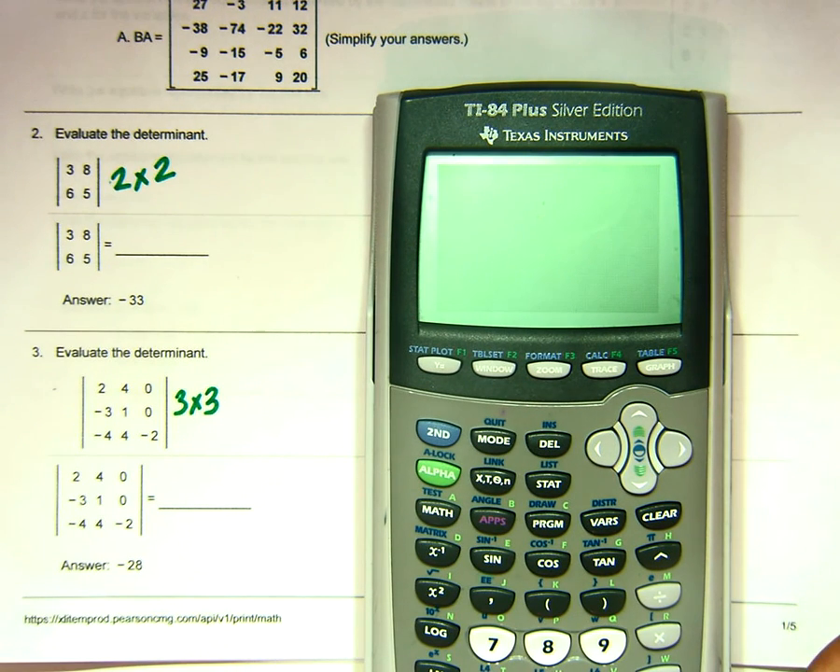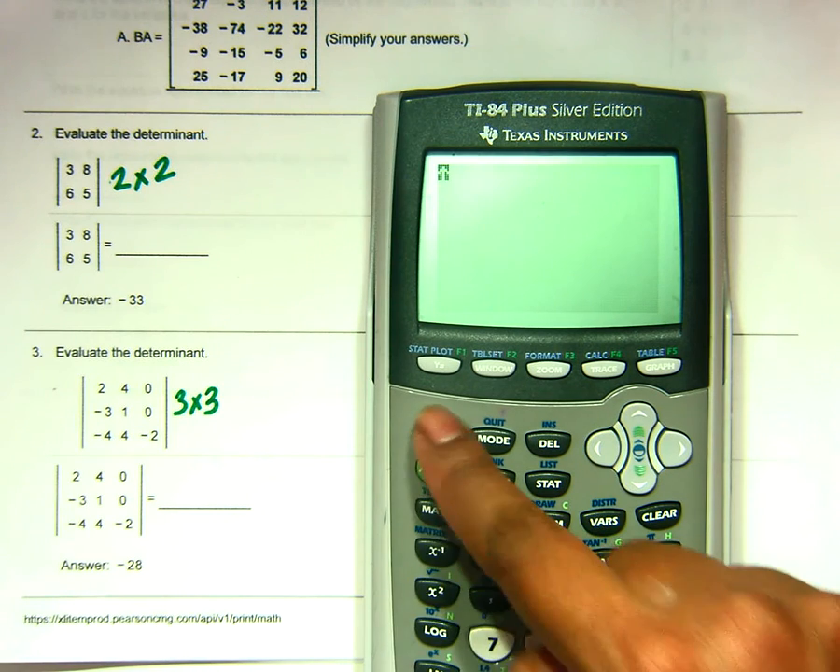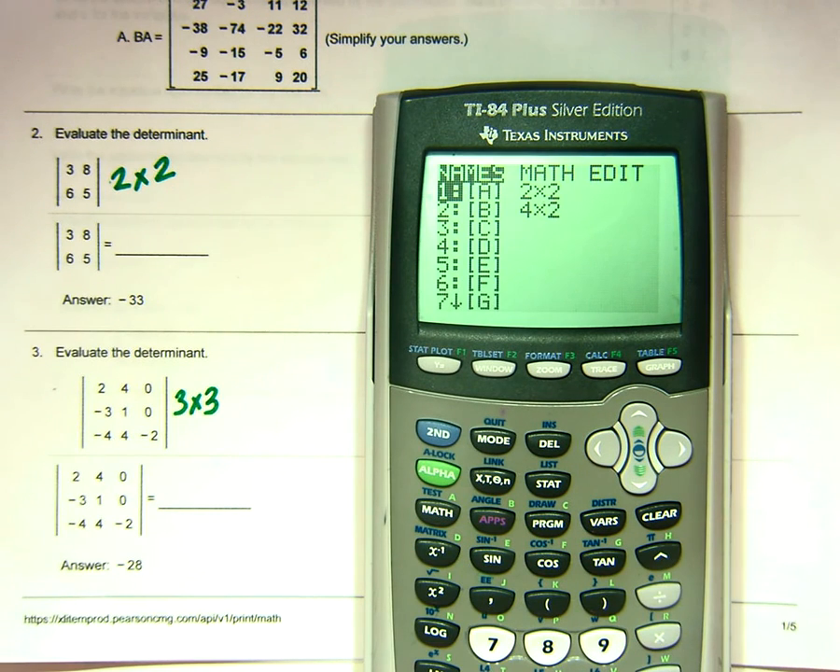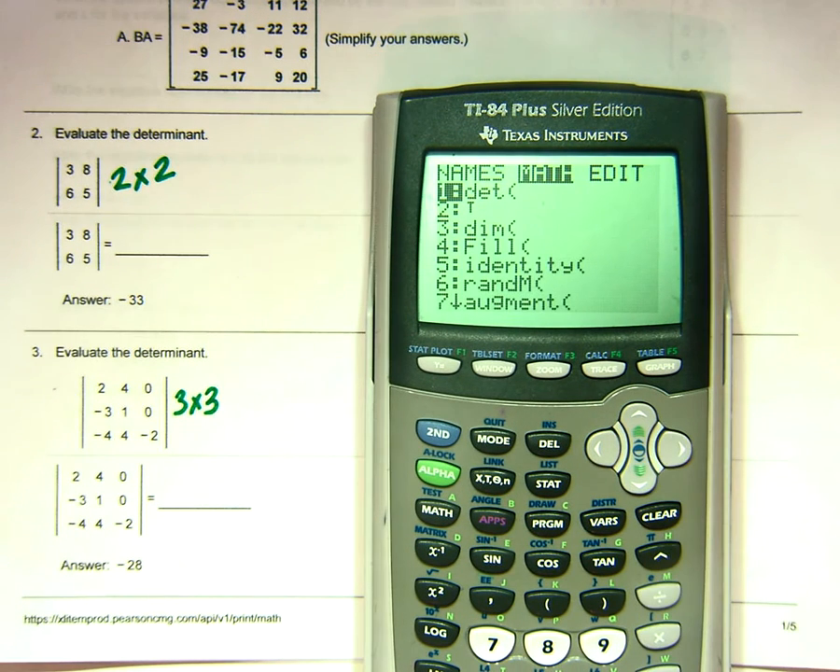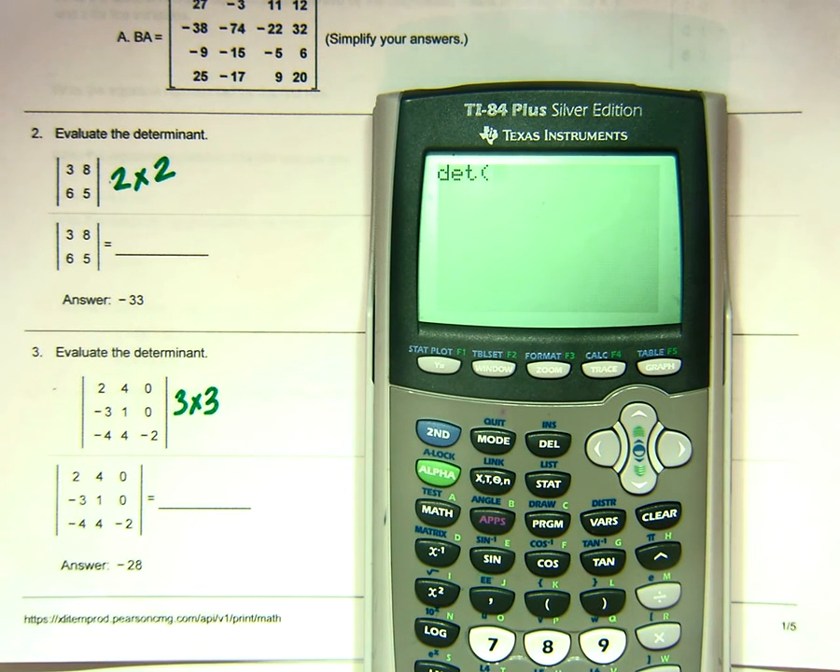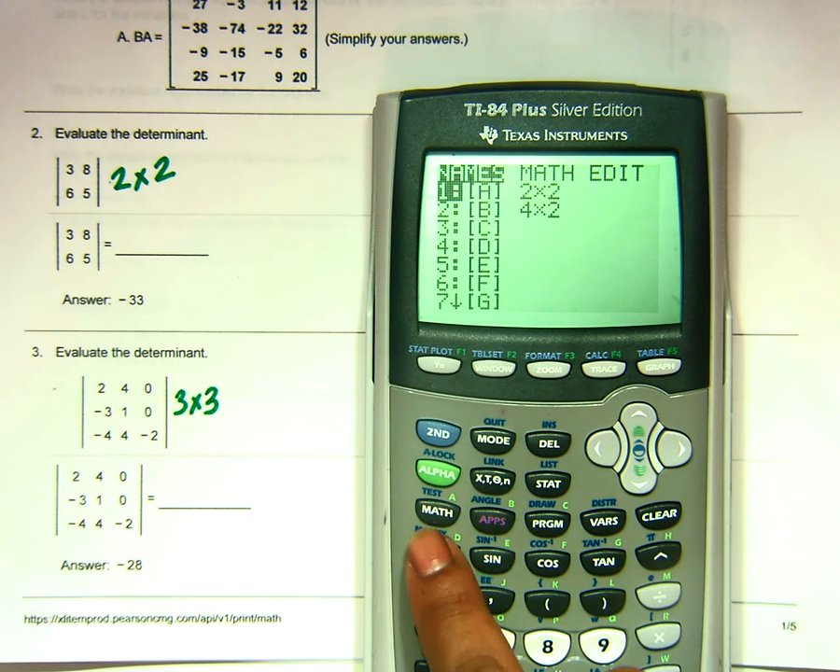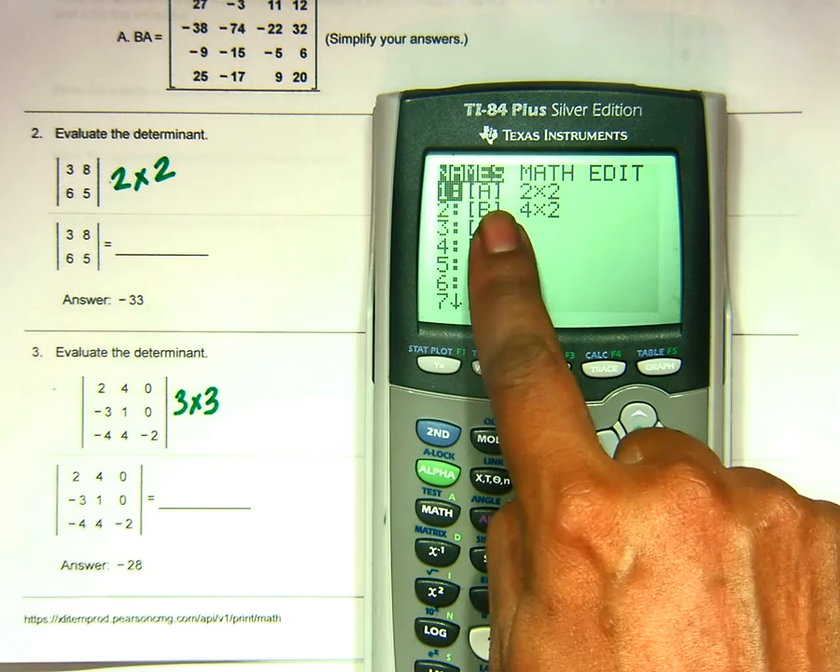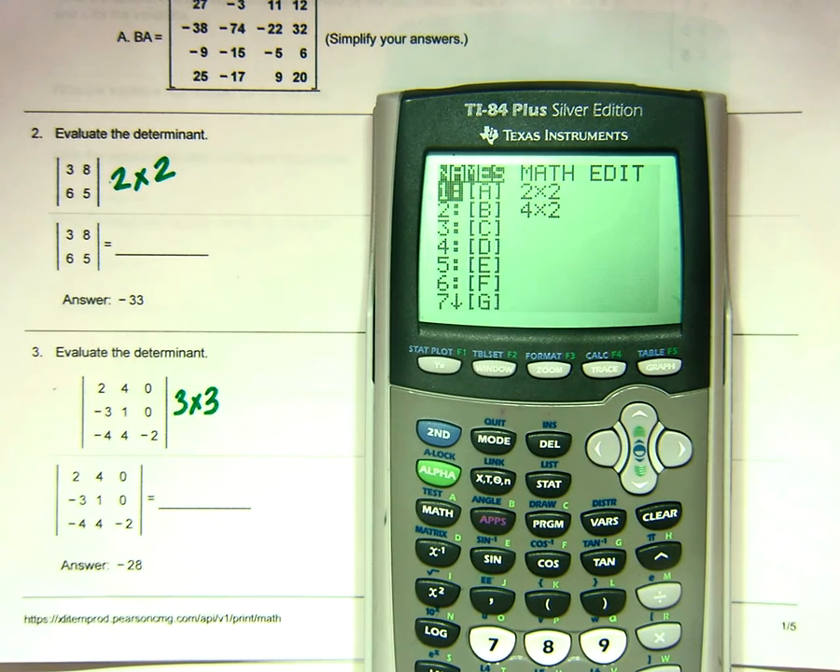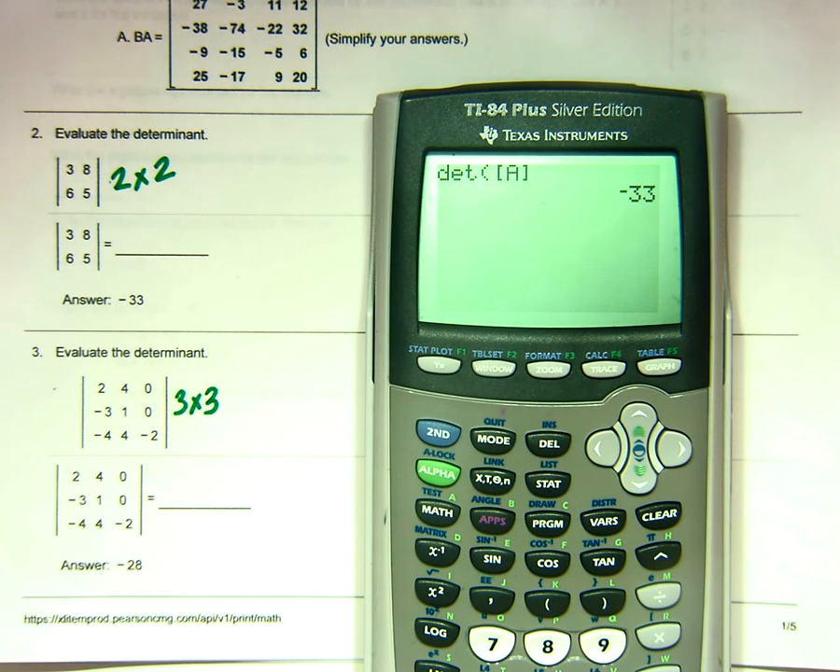Now we have to find the determinant. So hit second matrix again. Using your right arrow key, go over to math. This menu should pop up. The first thing you should see is determinant. So hit enter for determinant. Second matrix again. We had matrix A is our 2x2, so hit enter, enter again. Notice how your determinant is negative 33 as listed.